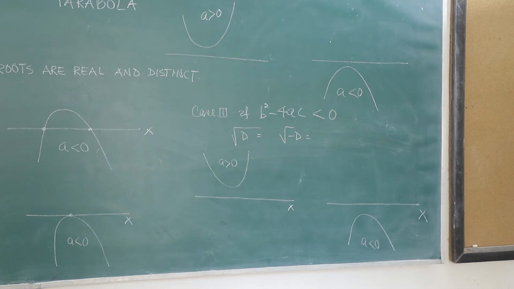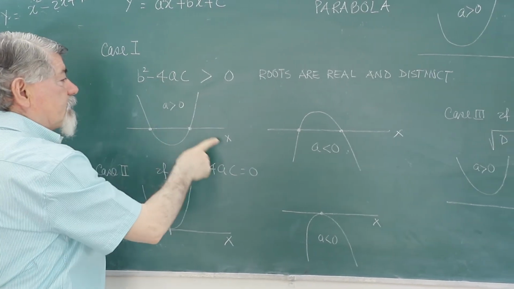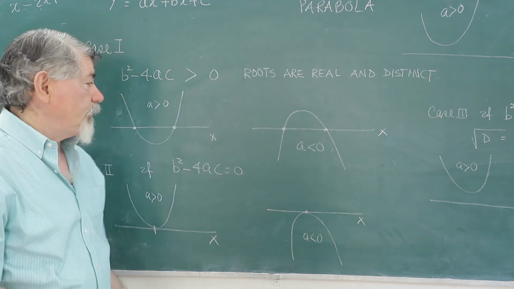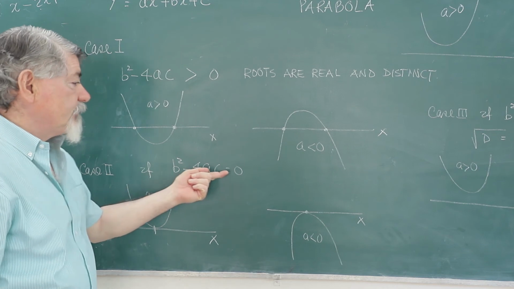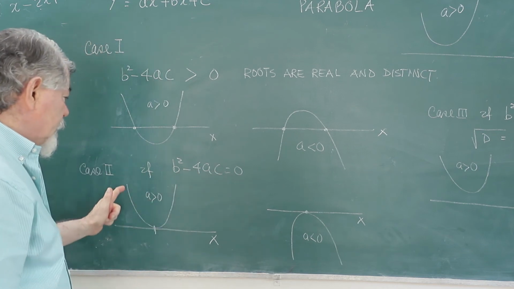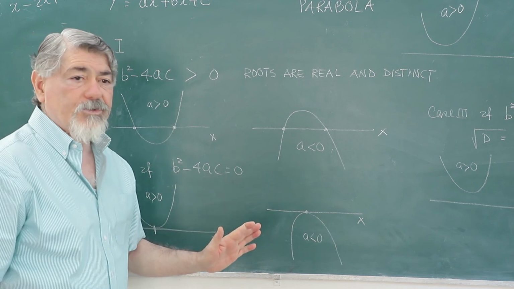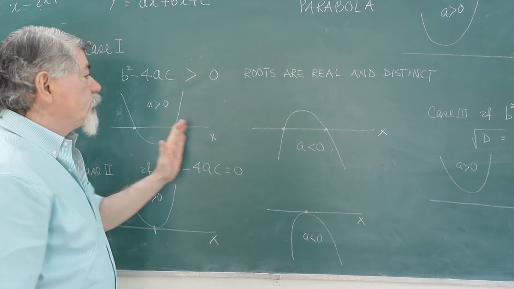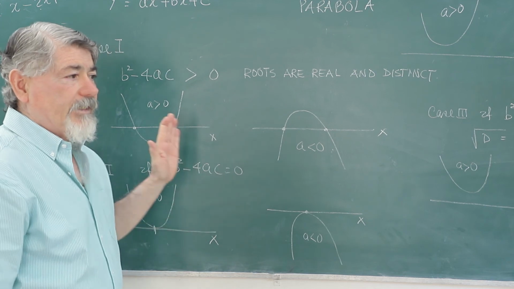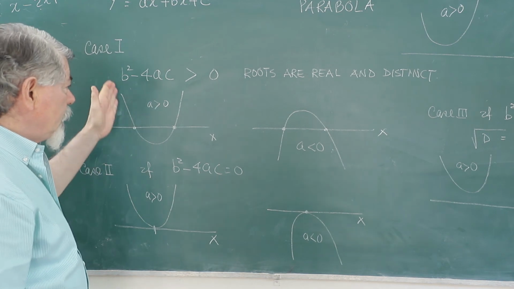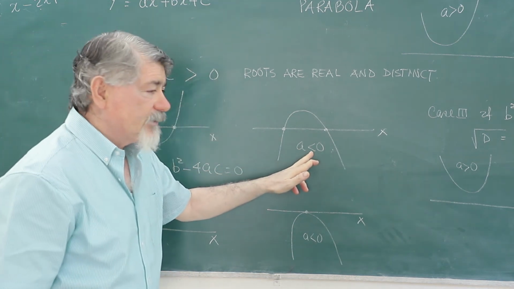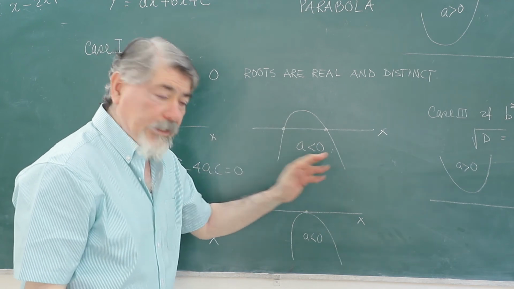So if it is greater than 0, that means if your b square minus 4ac is positive, then your curve will always cut the x-axis at two distinct points. You will have two real roots. But if b square minus 4ac is 0, then it is going to touch the x-axis. It is not going to cut the x-axis. I am showing both the curves, taking a less than 0 and a greater than 0. If a is greater than 0, the parabola is opening upward. If a is less than 0, the parabola is opening downward.